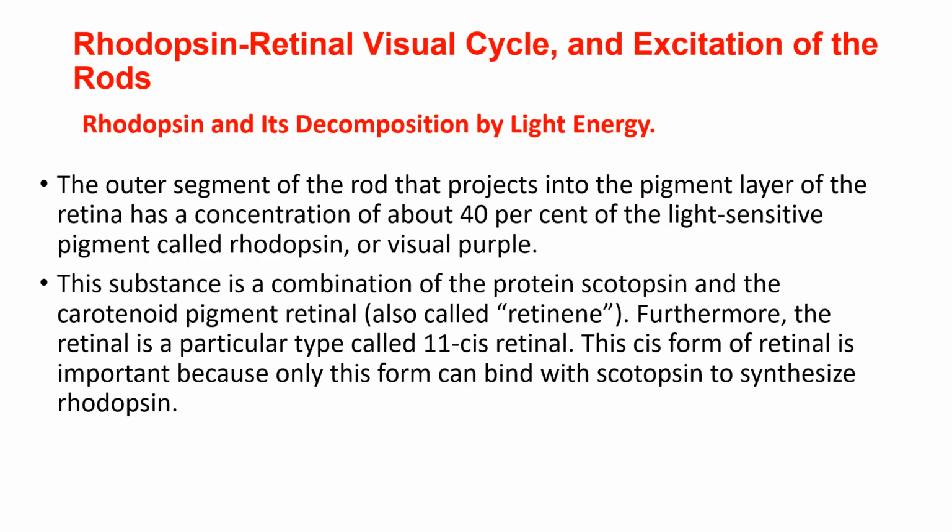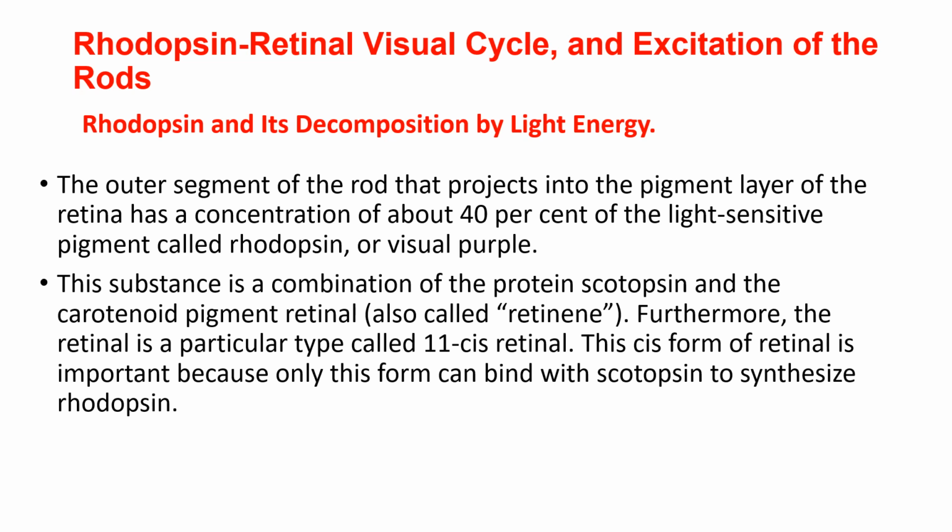Rhodopsin-retinal visual cycle, and excitation of the rods. Rhodopsin and its decomposition by light energy. The outer segment of the rod that projects into the pigment layer of the retina has a concentration of about 40% of the light-sensitive pigment called rhodopsin, or visual purple.